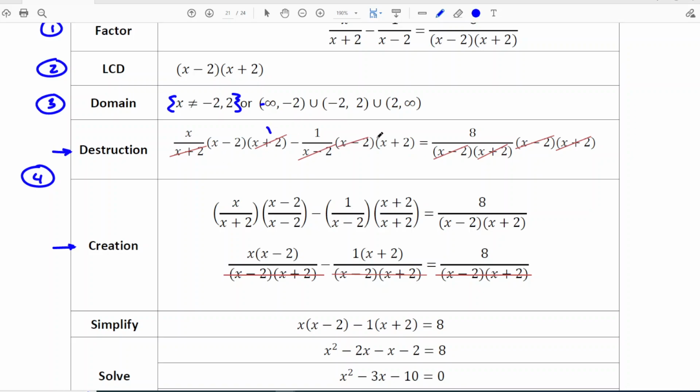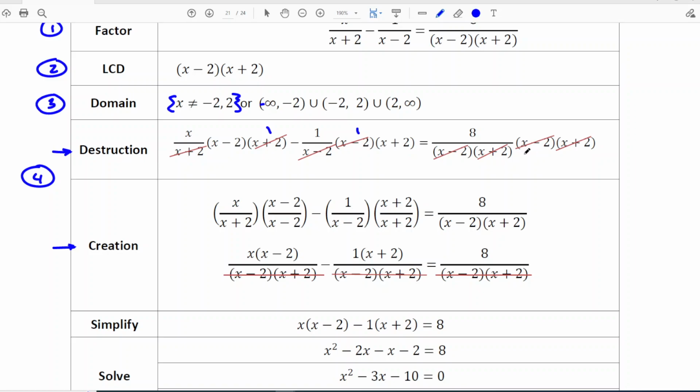x minus 2 divided by x minus 2 is 1, which makes it go away. And for this one, you're getting rid of both of them. So what you'd be left with is x times x minus 2 minus 1 times x plus 2 is equal to 8. So that's the destruction method of getting rid of these rational denominators.